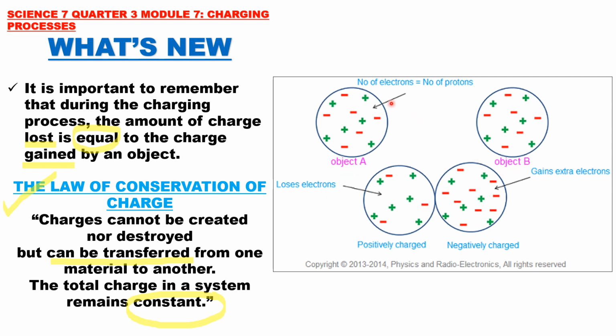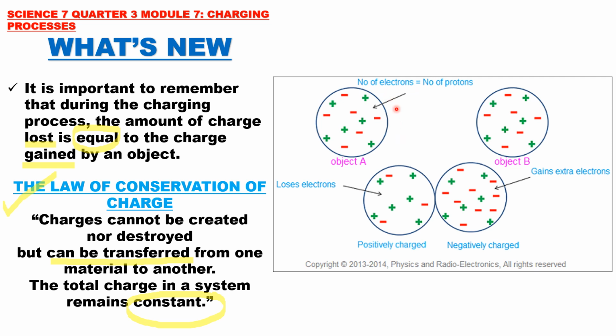So ang ating mga plus sign, this represents the protons in our atom. And then the negative signs are the electrons in our atom. So ang object A natin and object B has equal number of electrons and protons. So dito meron tayong 6 electrons at 6 protons sa bawat object. Tig 6 na electrons and tig 6 din na protons. Okay?